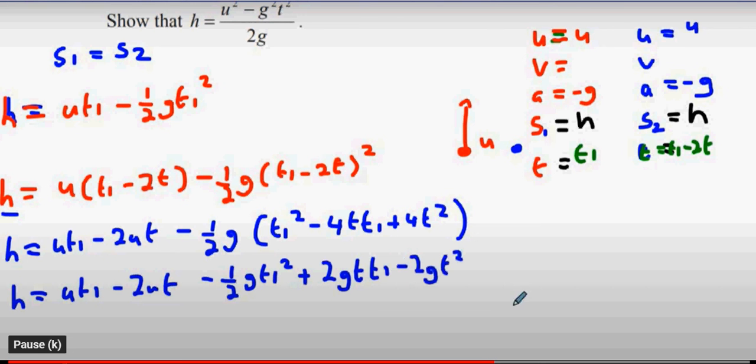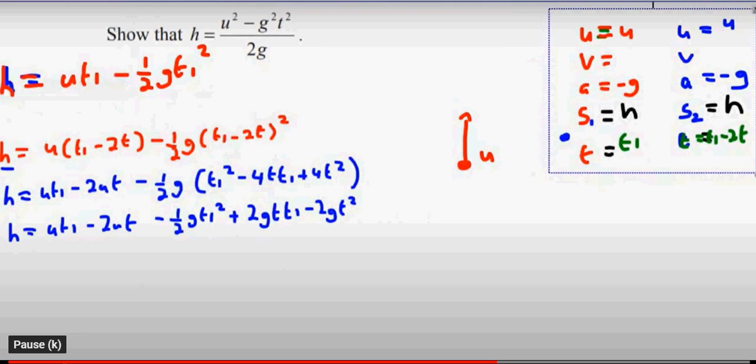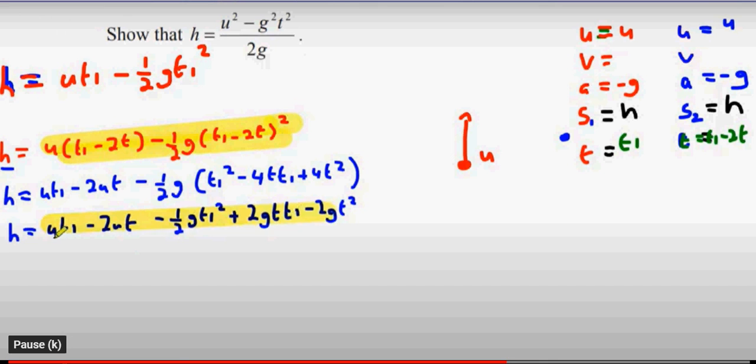Okay, so far we're good. Now, what's going to happen next is we know that the two of them have to be the same. Don't mind that. It's not those two. It's actually the one further up.